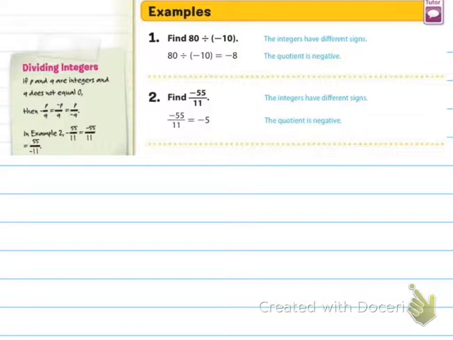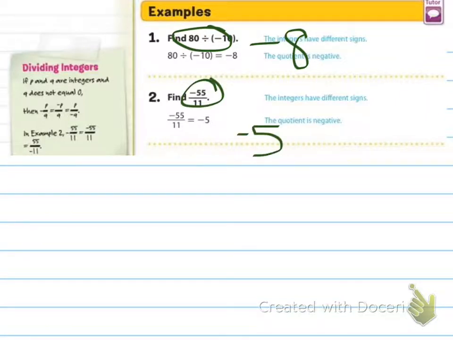Sometimes, guys, if you just want to make sure that you don't miss the sign, if you've got different signs, automatically with your answer, just put the negative sign and then put your answer next to it when you're done. That way you've got the negative sign taken care of and you won't forget. We've got different signs, so it's going to be negative. 55 divided by 11 is 5, so -5.